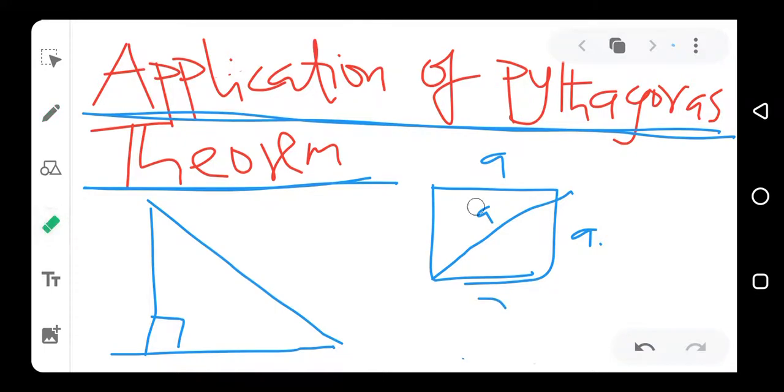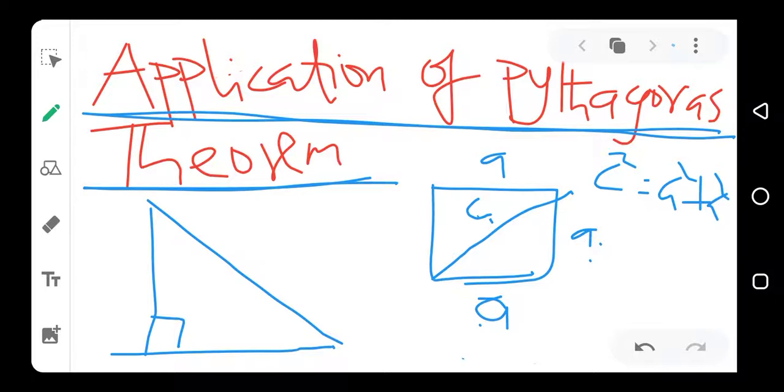Now the diagonal, let's call it C. This side is A also. What it means is that C squared is equal to A squared plus A squared, that is, the two adjacent sides.